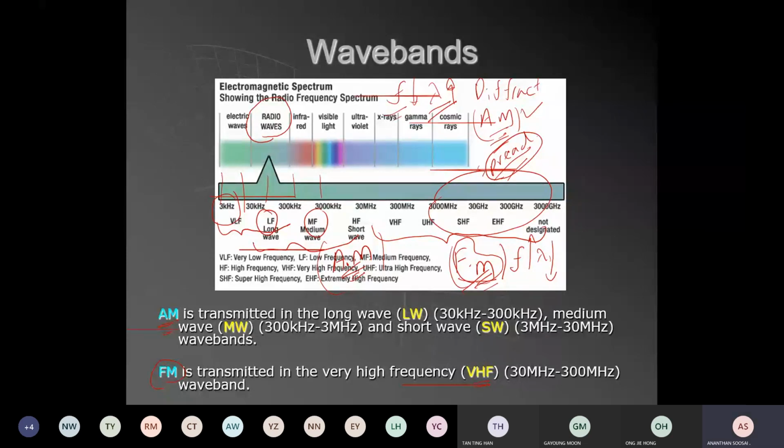So FM cannot really spread. That is one minus. But the plus of FM is it has a big bandwidth. Given a big bandwidth, it can carry a lot of information. Therefore, the quality of the signal carried is good. Maybe an HD video can be carried by FM. So FM has good quality signal, but can't spread. That is FM. So that is AM and FM.